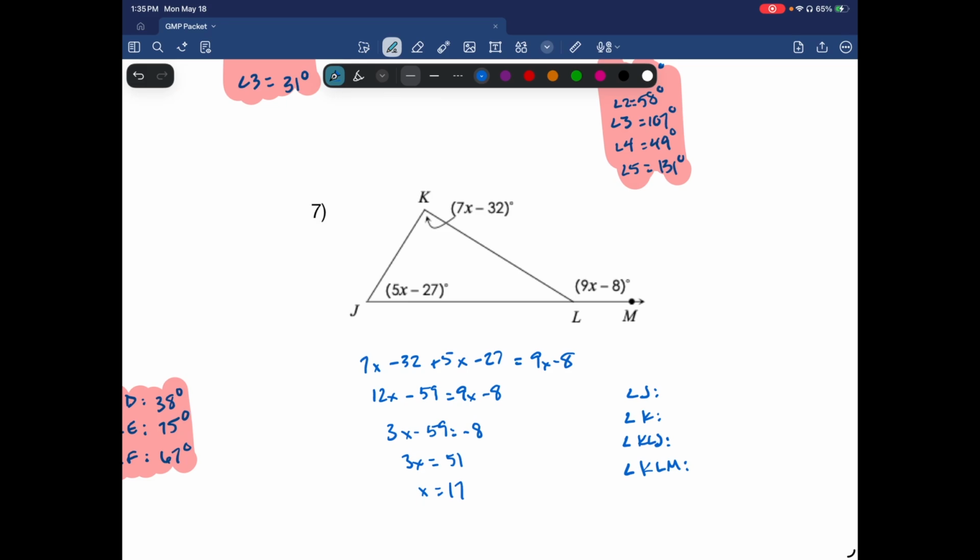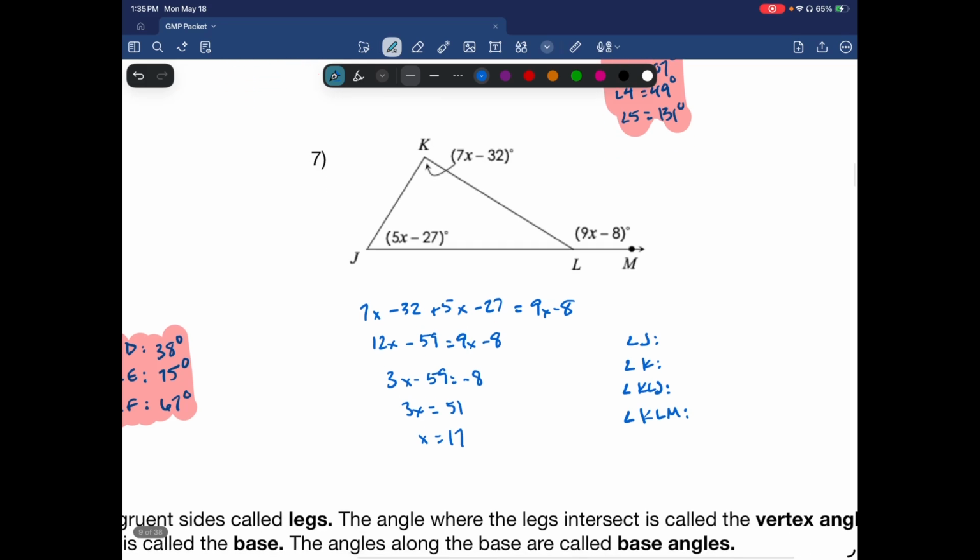All right, so 17. If you use your calculator, this is going to give me 58. It's going to give me 87. Those two together give you 145, which is the outside. And that's going to give you 35 for this one right here. So yeah, J is 58, K is 87, KLJ is 35, and KLM is 145.